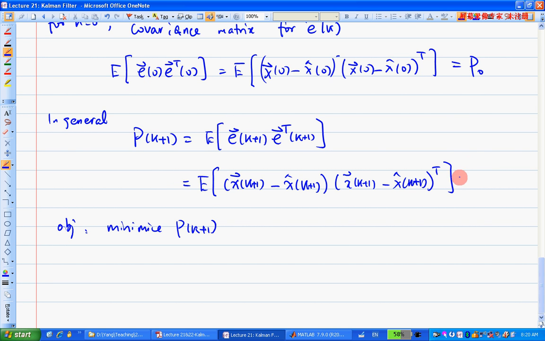This is supposed to be a diagonal matrix here, and the diagonal elements are the variance of the estimation errors. Technically speaking, let's say this is the error for one of the states, x1 of k, and what you want is to minimize that. In this case the peak should be up here, because the area underneath the distribution should be 1. So this is going to be better than this one here.